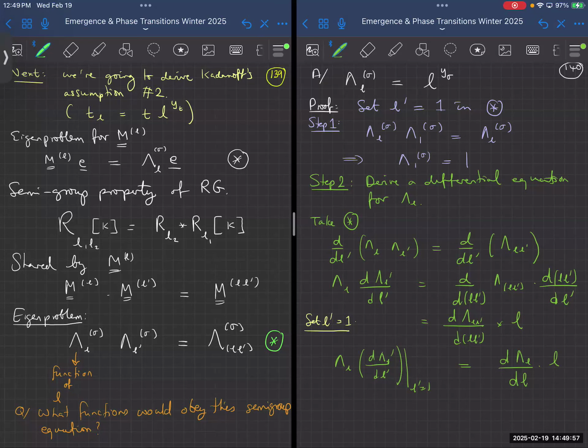Okay, now this thing over here, this derivative evaluated at L prime equals 1, is just a number, 17 or something like that. So I'm going to call that number, because I know what I'm going to get, y sub sigma, okay, some number.